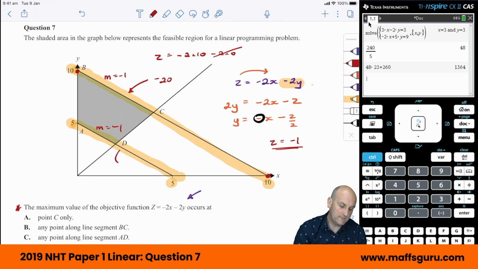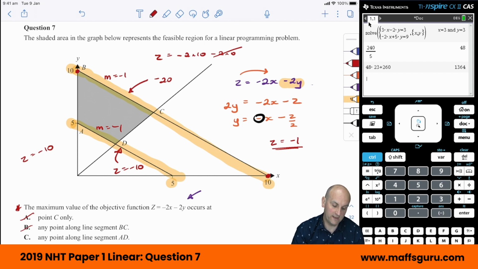If we do the same here, with the value of 5 as x and y as 0, then what I get is my z-score is equal to negative 10. And you're going to say, yeah, well, then that means minus 20 is smaller. Because again, remember, minus 10 is actually bigger than minus 20. And so if we now look along there, the point C only, nope. Any point along the line segment BC, we've just said no.